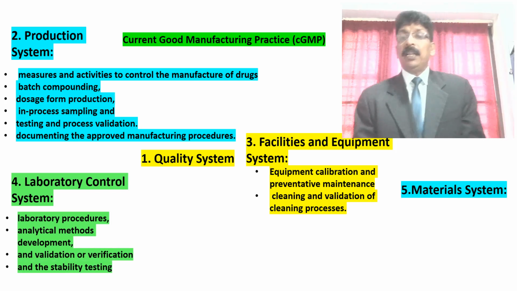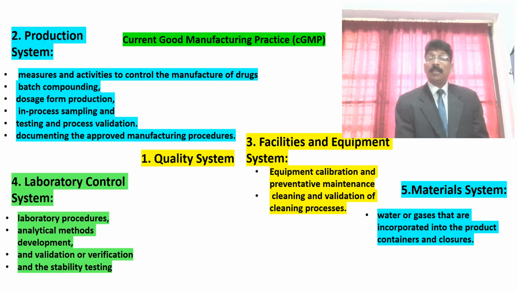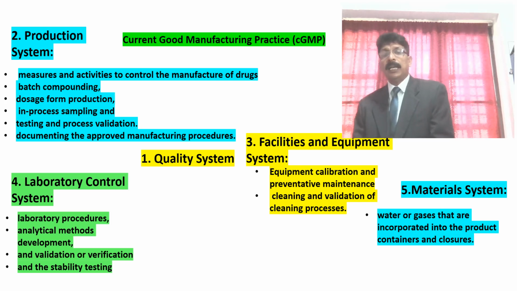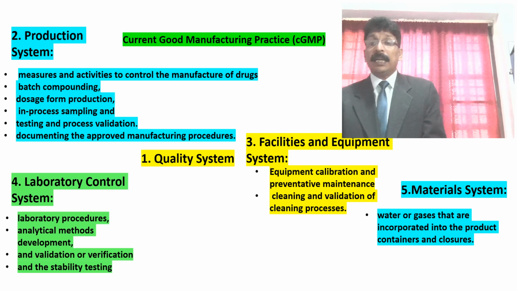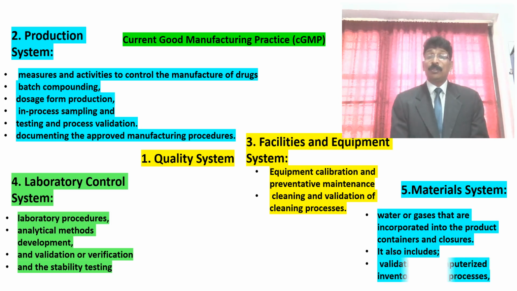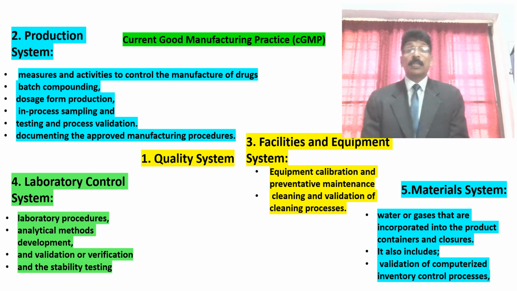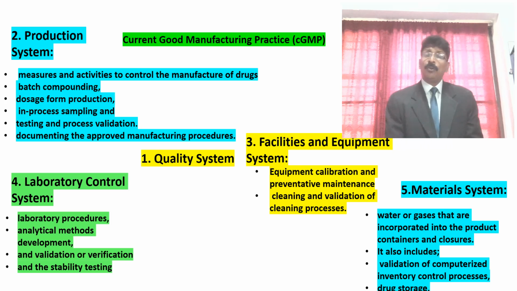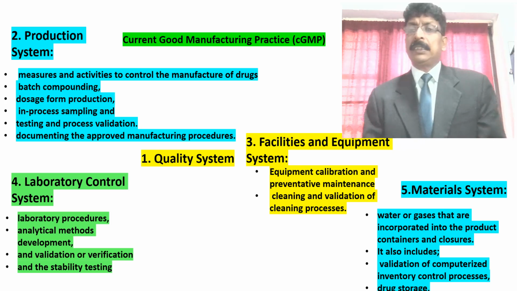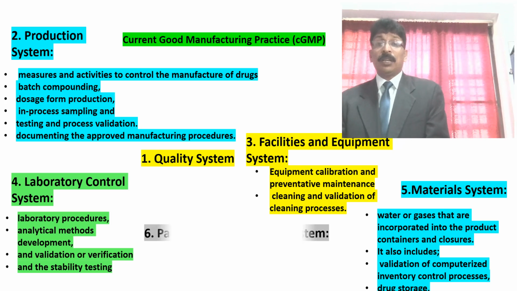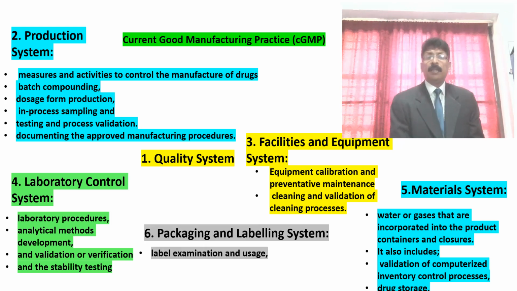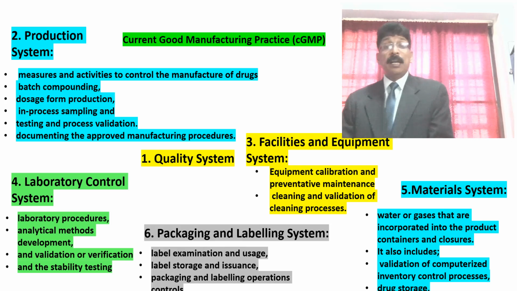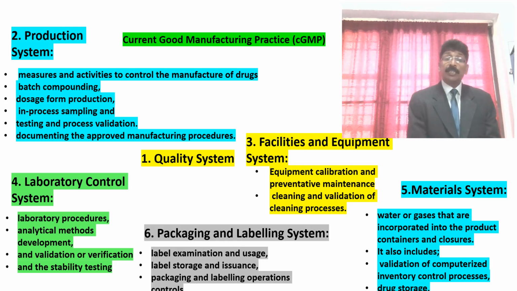And number 5, material system, in which water and gas are incorporated into the plant, containers and closures. This is the material system which you are using, even the containers and closures, and this also includes validation and computerized inventory and control procedures in the material system, and drug storage also. What type of material, what type of godown, what type of things you have used for storage of materials. And distribution control records also come in the material system. The 6th one is the packing and labeling system: label examining and using, label storage and assurance, packing and labeling operation control and validation of this operation.